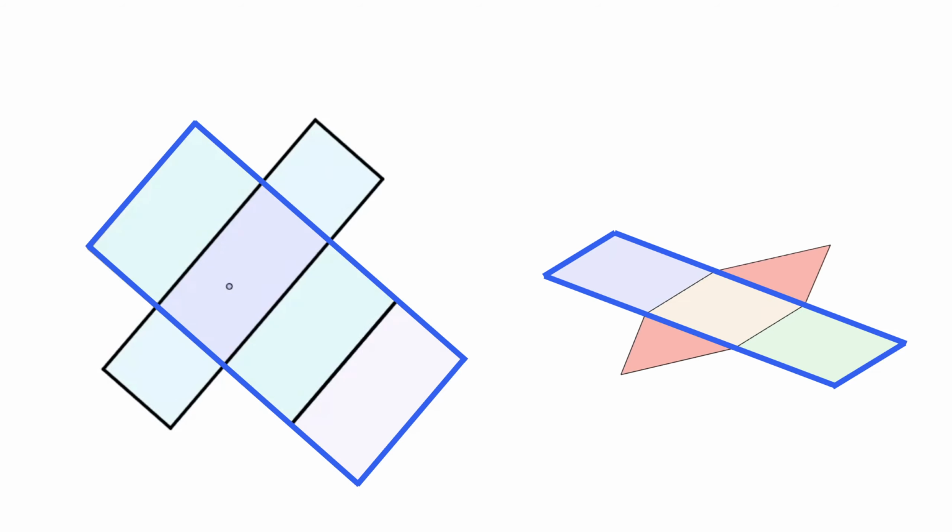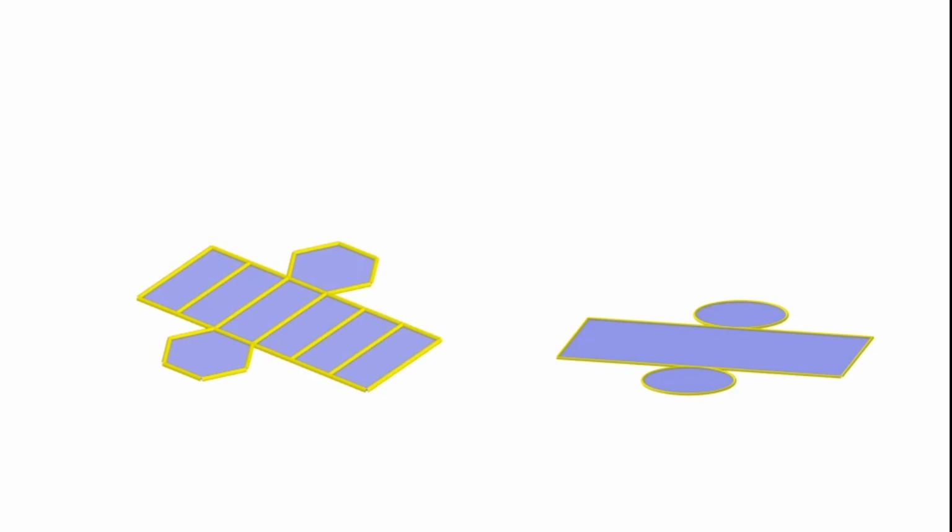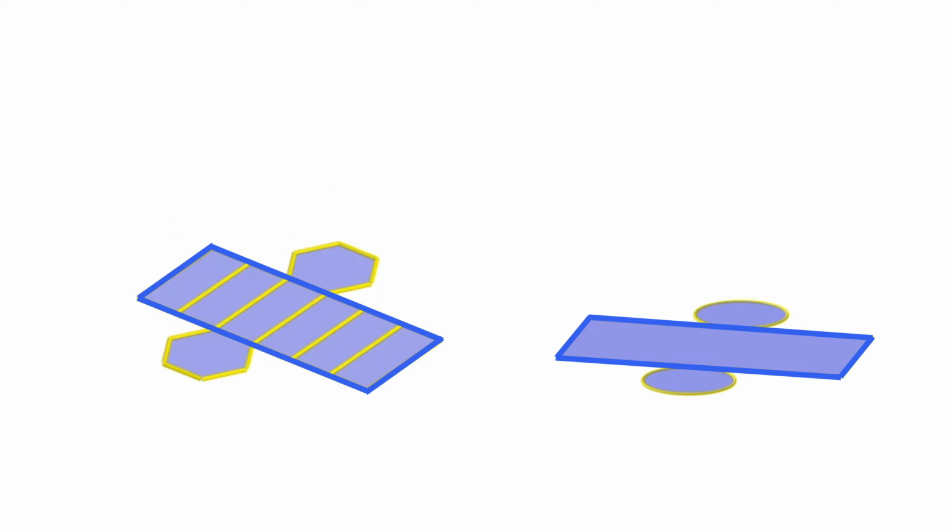However, let's take another look at the nets for these figures. Instead of looking at it as the sum of individual rectangles, let's take the set of rectangles in the middle and just find the area for a single rectangle. We can do this for any prism or a cylinder. We just have to find the area of the rectangle in between and add it to the area of the bases on each end.